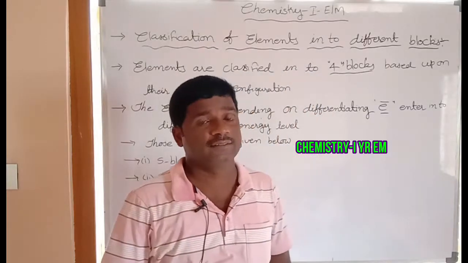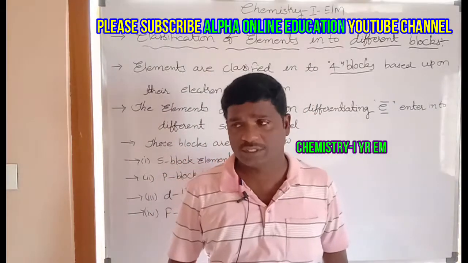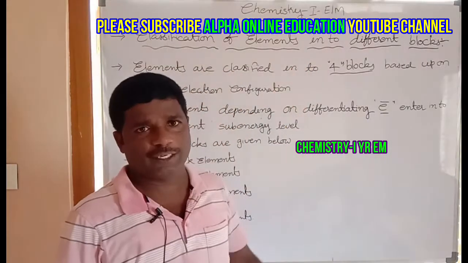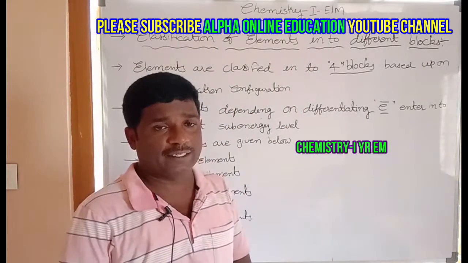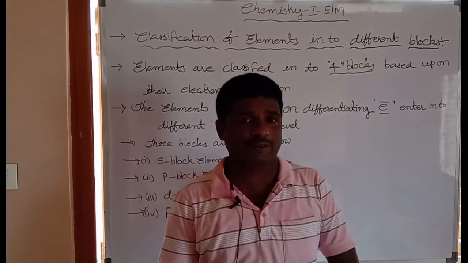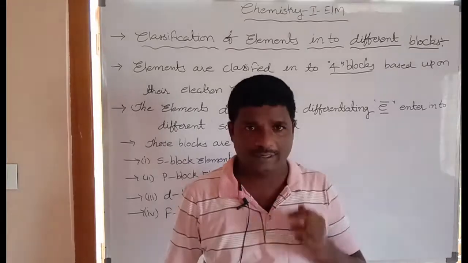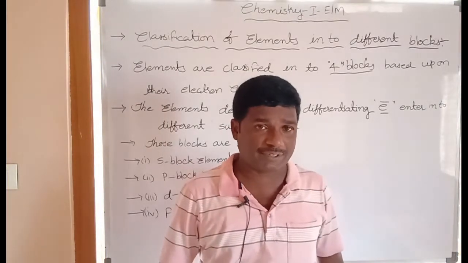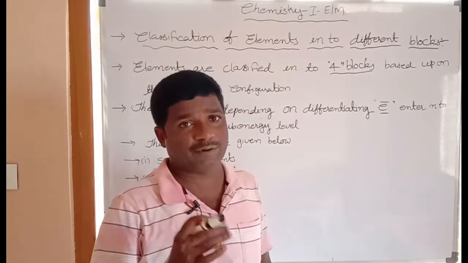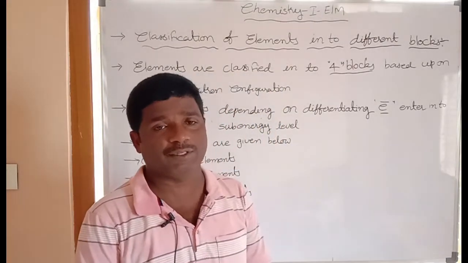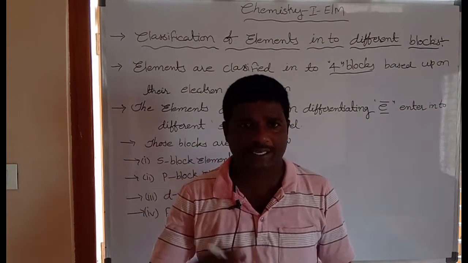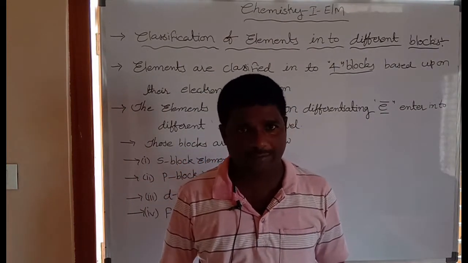Good morning, students. Today we are going to discuss the classification of elements into different blocks. In the previous class, we discussed the modern periodic table and Mendeleev's periodic table, the general characters of the classification of the elements, and the Dobereiner triads. We also discussed the different characters of the modern periodic table and the long form of the periodic table, and remaining was Mendeleev's periodic table.